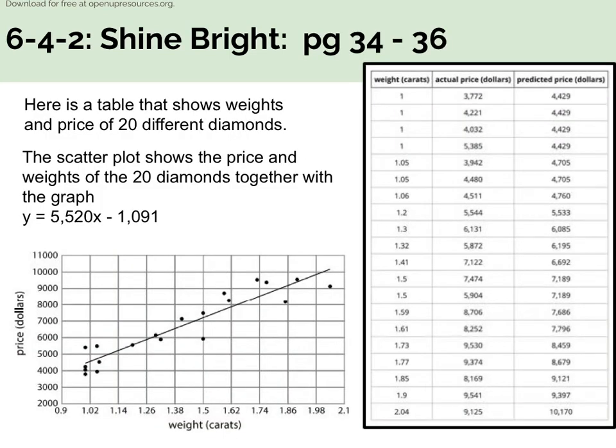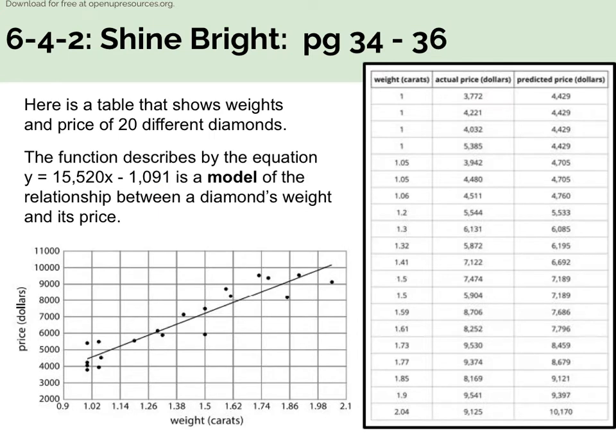All right, let's turn to pages 34 to 36. Again, we're going to be talking about diamonds and their prices. Here's a table that shows the weight and price of 20 different diamonds. The scatter plot shows the weight and price of the 20 diamonds together with the graph y equals 5,520x minus 1,091. So we have a table, and then we have a graph.